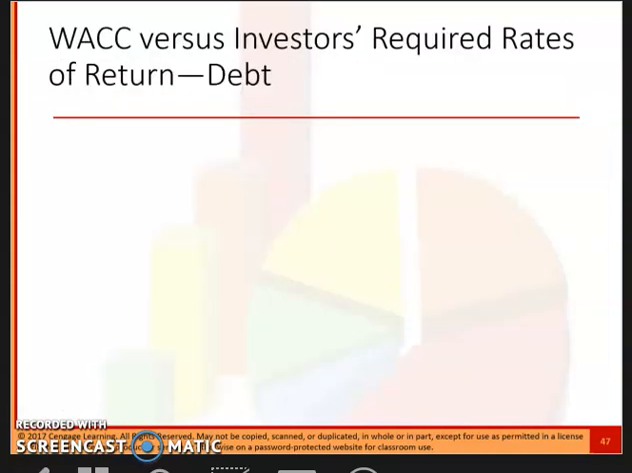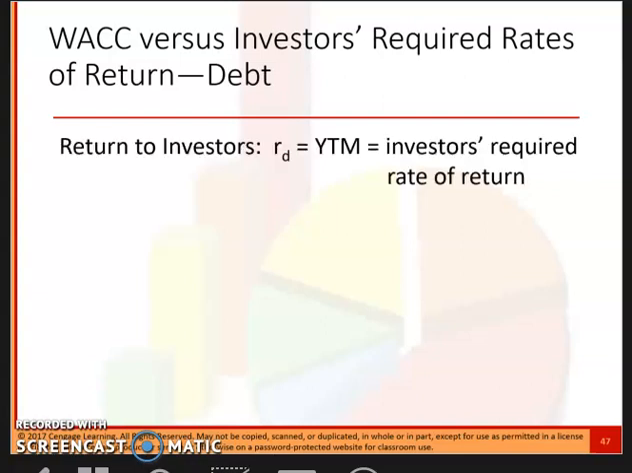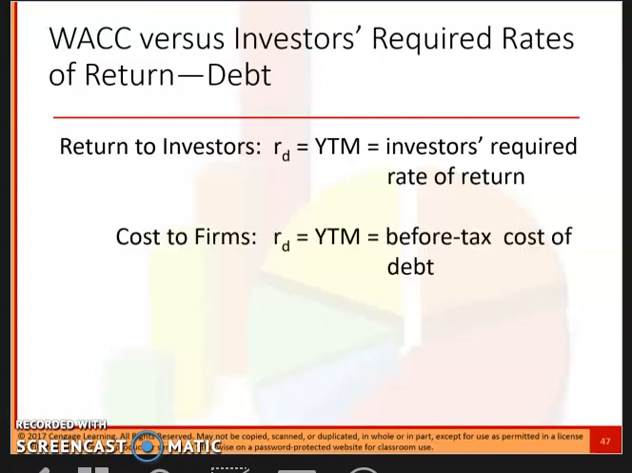So just a summary here: weighted average cost of capital versus investors' required rates of return. Returns to investors for debt: R subscript D is equal to the yield to maturity on the bonds. That's the investors' required rate of return. The cost to the firm is R sub D, or the yield to maturity. That's the before-tax cost of debt. The actual cost to the firm is the after-tax cost of debt.